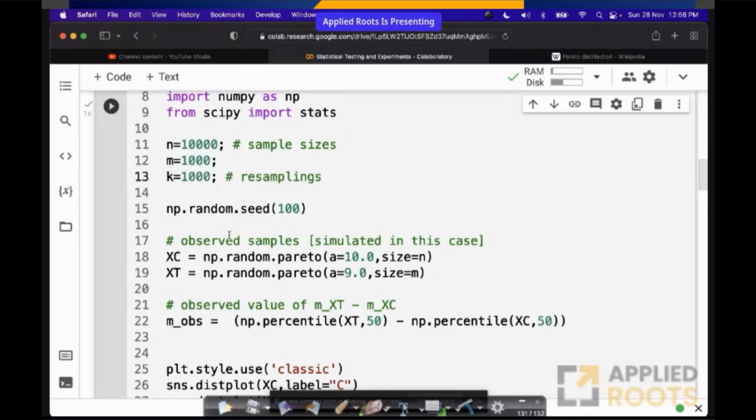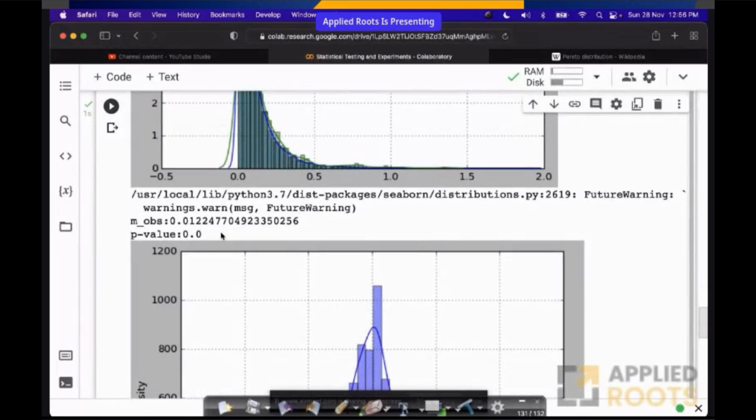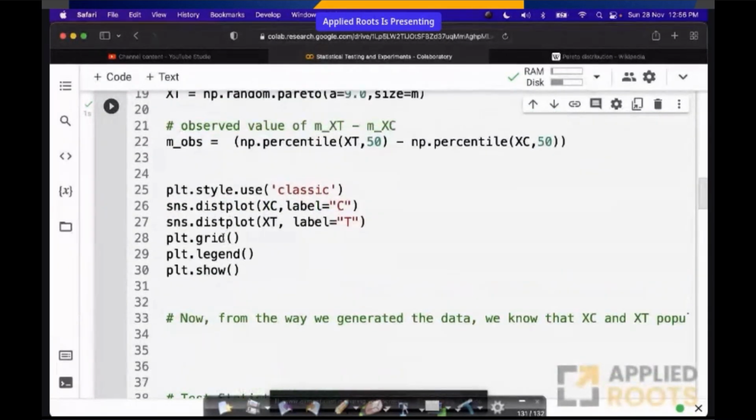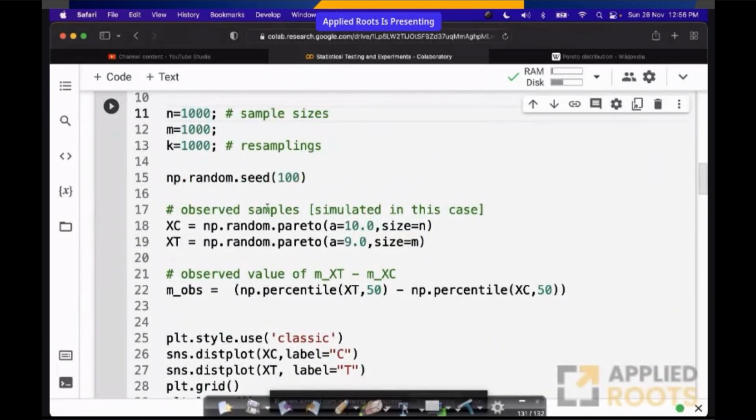So if I change this to 1,000, again, look at this. I have a 10,000 sized control. My treatment is 1,000 and my distributions are close. That's the case that we're looking at. Now what happens to the p-value? P-value is still 0. It's actually doing very good. So just a while ago, what happens if both of them are 1,000? I think then this will generate an error, if I recall correctly.